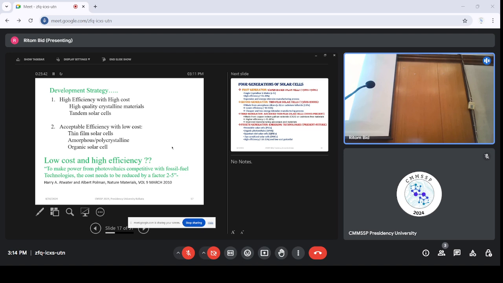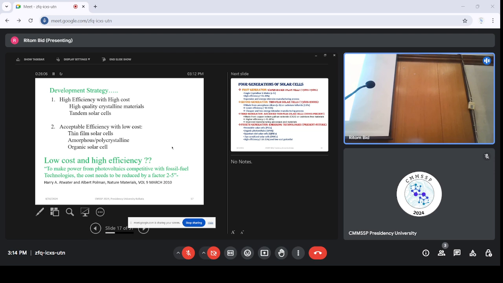Another strategy should be acceptable efficiency with lower cost. Thin film solar cells are very useful in that case, because in thin films we use a very thin layer of material. So we are using a very small amount of material for thin films. The materials should have a very high absorption coefficient.